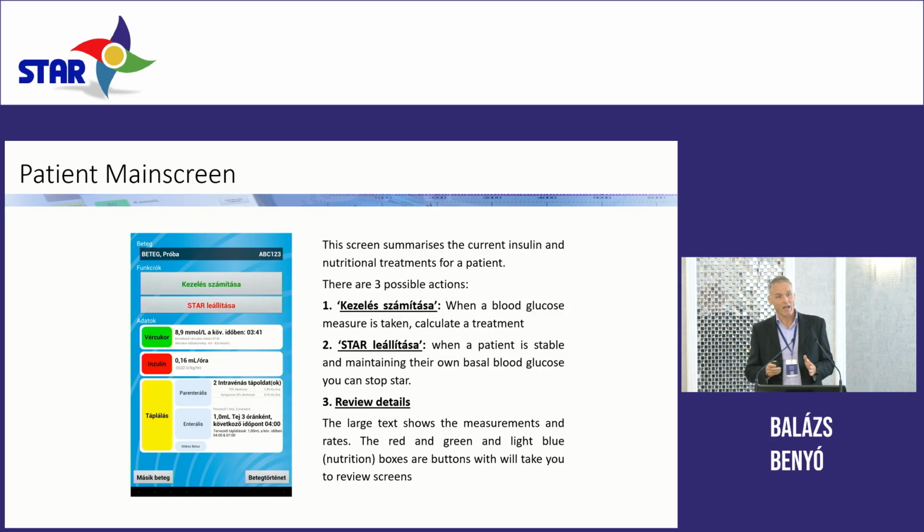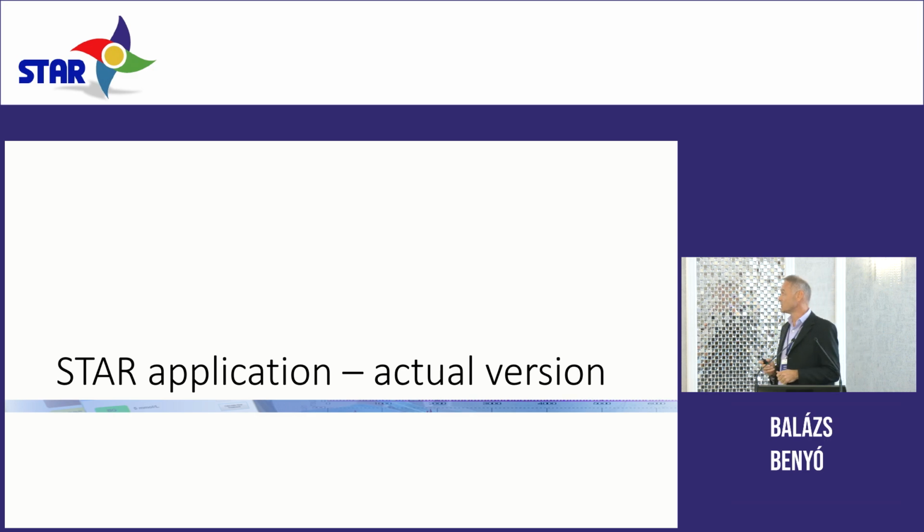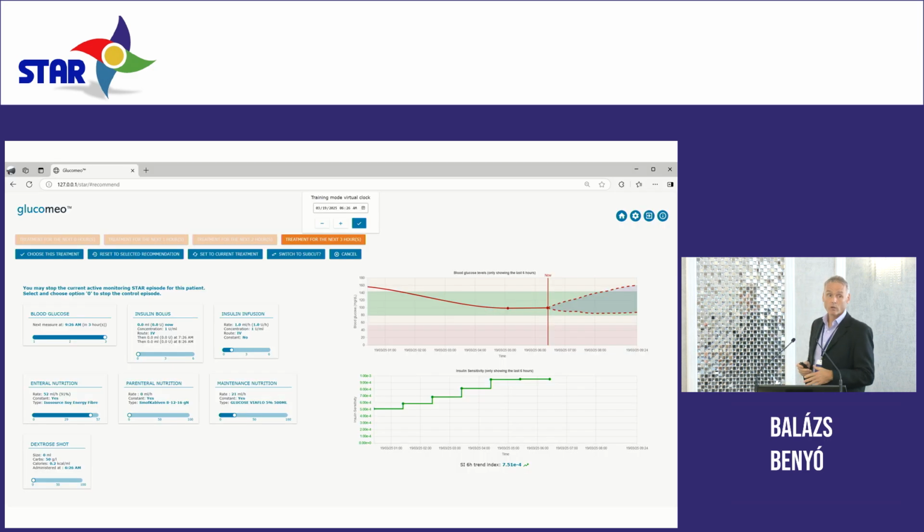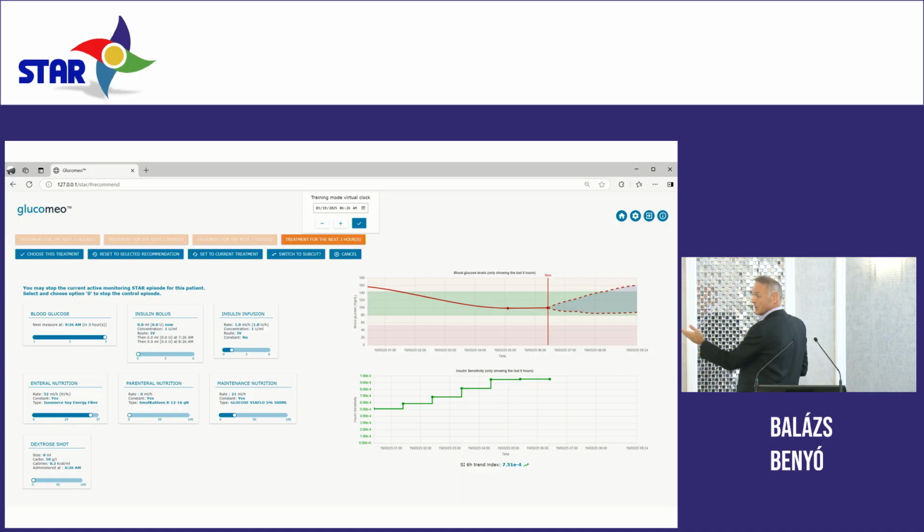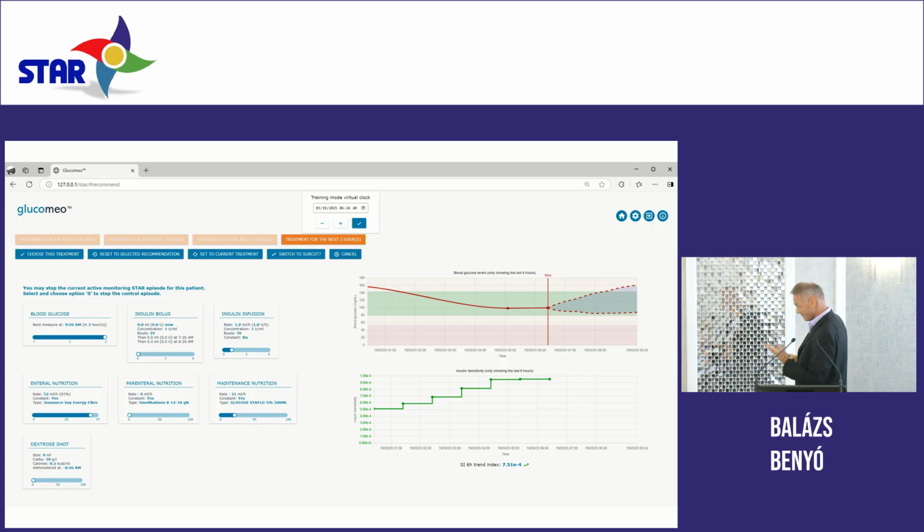But right now, what we have introduced in Liège and Christchurch is a new implementation, the actual version, which is called Glucomel. Glucomel is already a tablet or laptop-based implementation. We have the user interface. We have the controls on the left: all the clinical parameters you have to set, how much insulin you want to give, what nutrition levels you provide for the patient. And on the right-hand side, you can see the figures. You can see the current state of the patient, with the history.